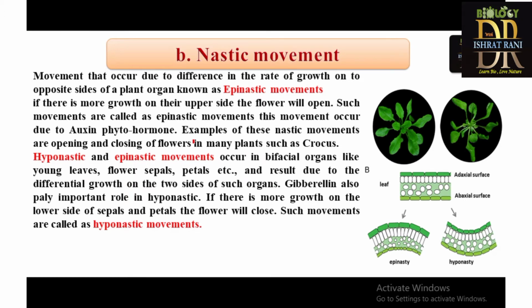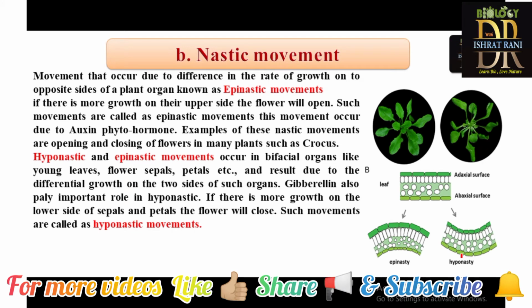If there is more growth on the upper side of the flower, it will open. Such movement is called epinastic. Epi means above side; it is the leaf, in the adaxial side. If there is more growth, then the leaf will open, and this epinastic movement is also influenced by the hormone auxin. And if there is more growth or extreme growth in the lower side, then it is known as hyponastic, and it occurs due to the hormone gibberellin.